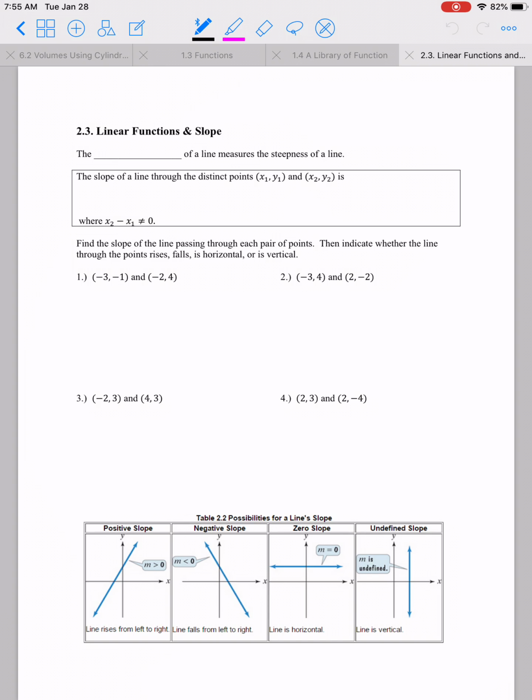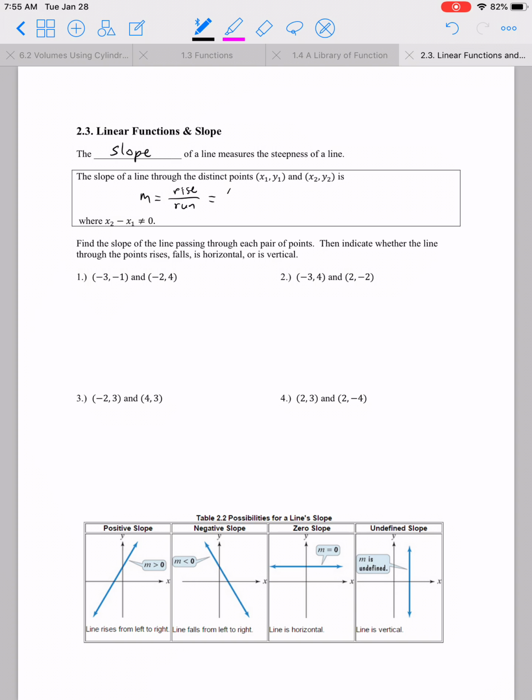All right, so the slope of a line measures the steepness of a line. We're talking about, just like a hill, how difficult would it be to walk up it or something like that. And this is done by doing rise over run. How much do you rise divided by how far do you run? So how much do you go vertically in the space that you also move horizontally?